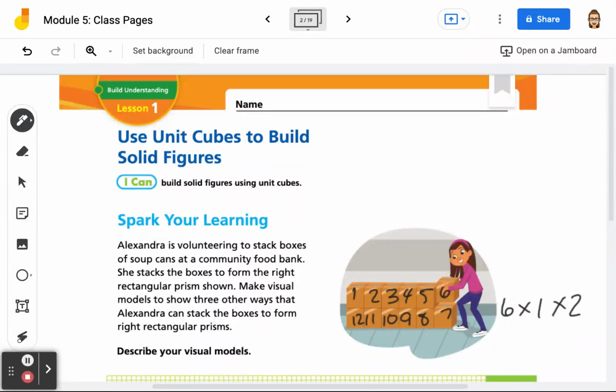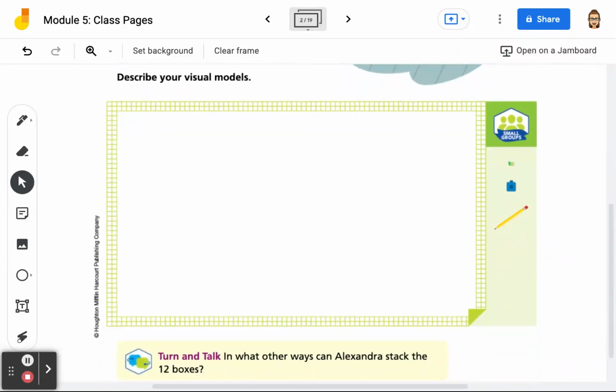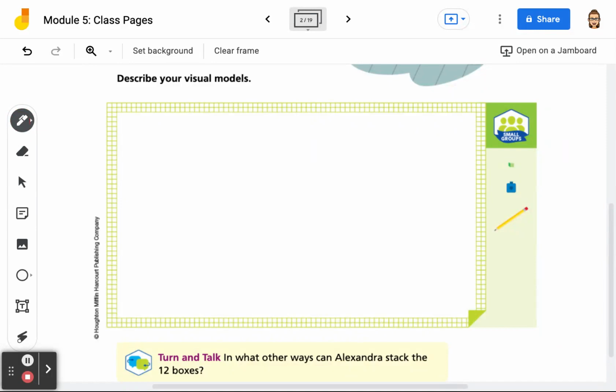Well, if I think about my multiples of twelve, or my factors of 12. We did this last week. We've done this before. Factors of 12. We have 1 and 12. We have 2 and 6. And we have 3 and 4. Okay. So she had the 6 by 2, which of course is doable. But let's start here with this first one, 12 by 1.